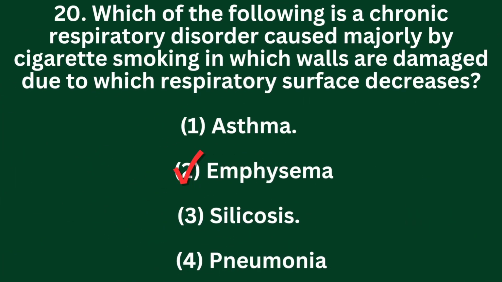Which of the following is a chronic respiratory disorder caused majorly by cigarette smoking, in which alveolar walls are damaged, due to which respiratory surface decreases? 1. Asthma, 2. Emphysema, 3. Silicosis, 4. Pneumonia.